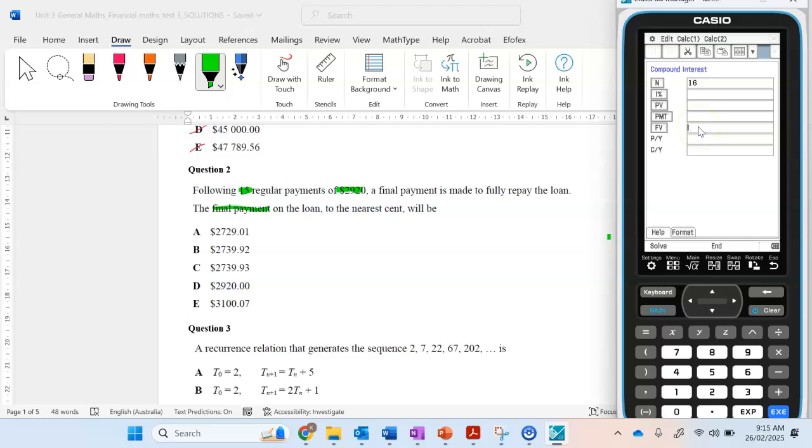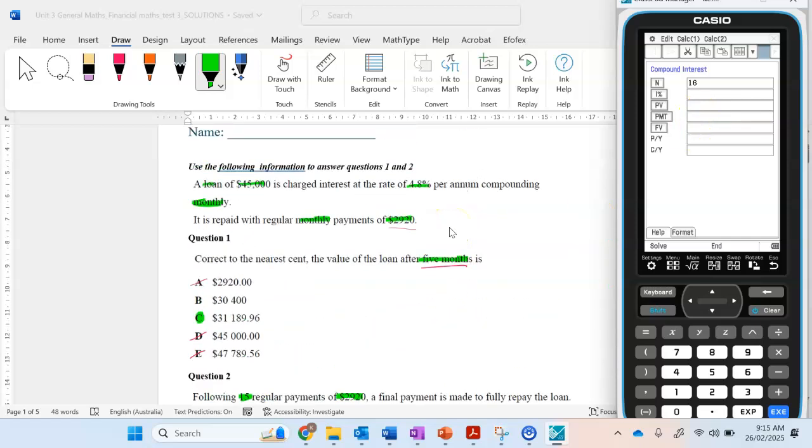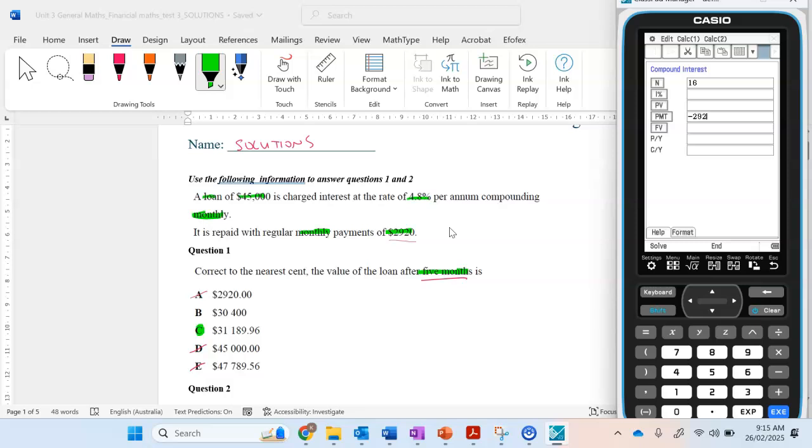So I've, oops, actually, that can't be 0. So let's come back to that. Payments are the same. So negative 2920. Our interest rate is the same, so I probably shouldn't have deleted it because there's not much going to change.